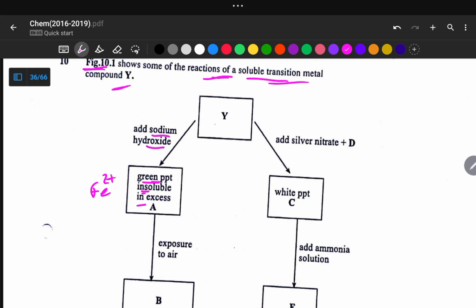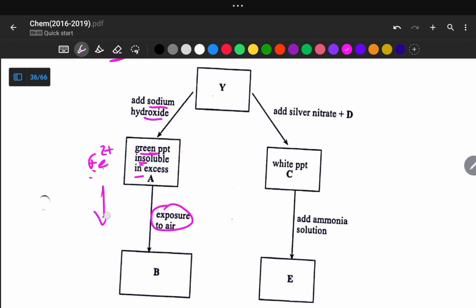So if you are to expose this iron 2 in air, we're going to have the oxidation to iron 3, right? So we're going to have the color changing to brown, right? Since we are oxidizing to iron 3. But is this for all level? So this is not for all level, right?